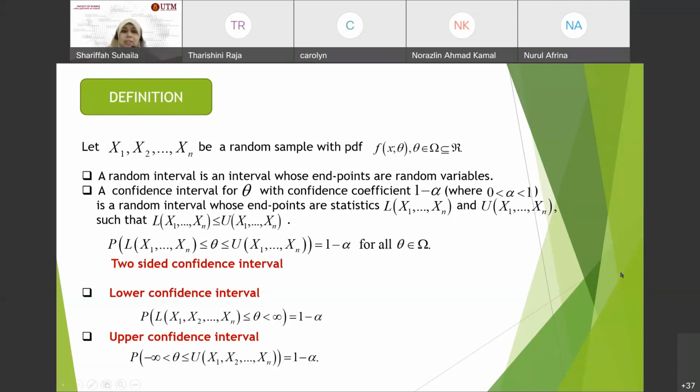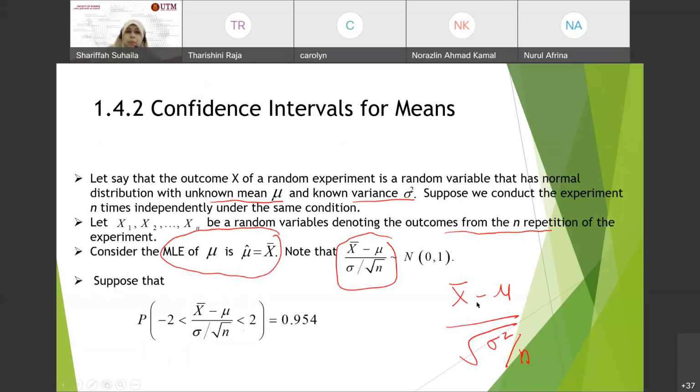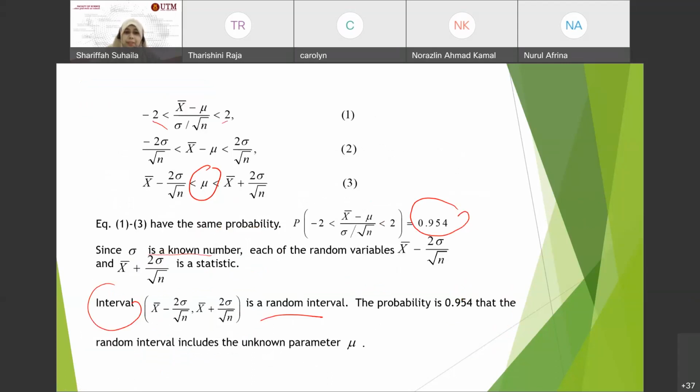So when we construct an interval estimate, you have a lower limit and also an upper limit. Okay. So again, you have a two-sided confidence interval. So this is the way we write the lower confidence limit. Okay. So this one is your upper confidence limit. So the probability that your parameter lies between your lower limit and upper limit is 1 minus alpha. So 1 minus alpha is actually your confidence coefficient. Okay, confidence coefficient.